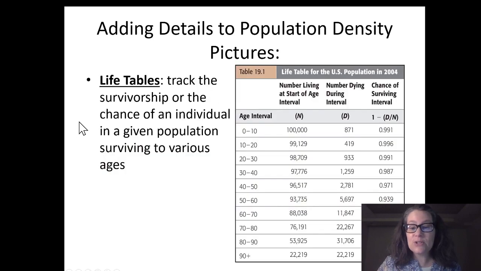We can also make survivorship tables from this as well. This tracks the survivorship, or the chance of an individual in a given population to survive to various ages. And this usually gives us life expectancy averages, right? So this table is showing humans, but you could do this with wolves and say wolves on average live this many years in the wild or this long in a zoo. And we can talk about things like that.